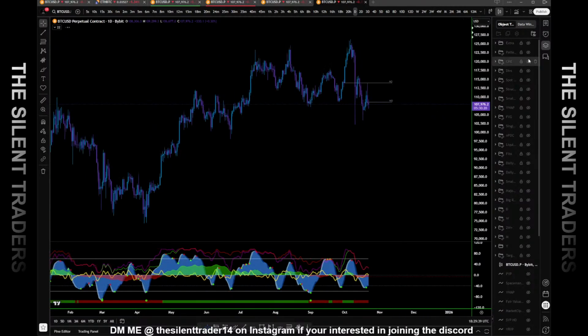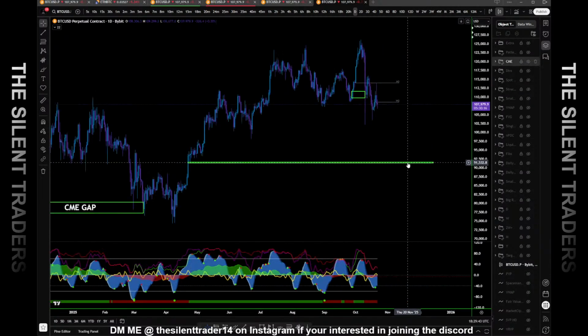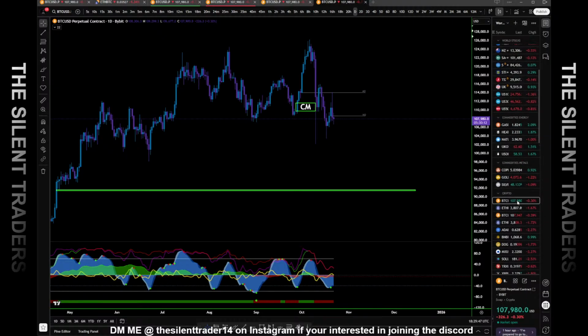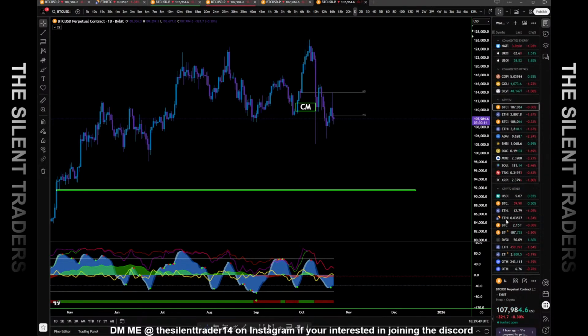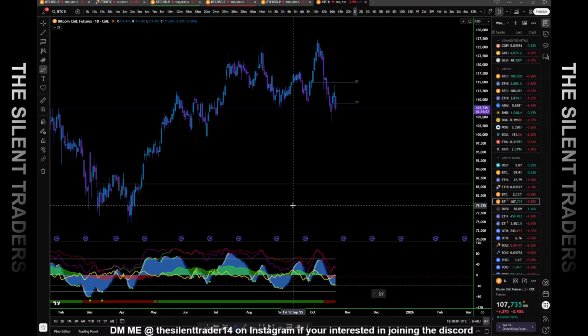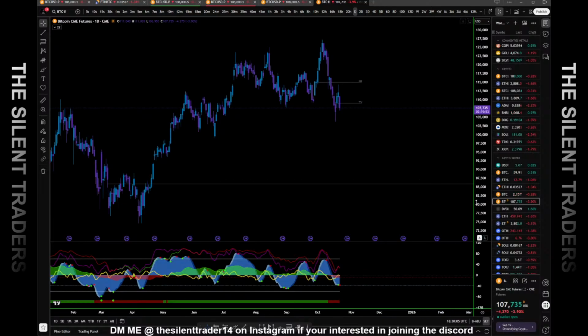Okay, this next one is CME gaps. I'm not going to explain what a CME gap is right now, but I'll show you how to find one. If you go on this ticker, BTC1 exclamation mark, you'll see Bitcoin CME futures. Whenever you see a gap in this, that's what's called a CME gap.